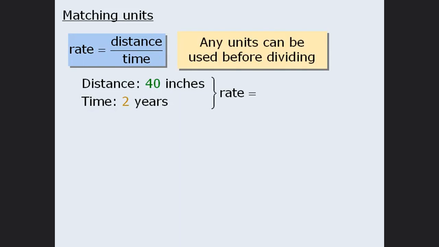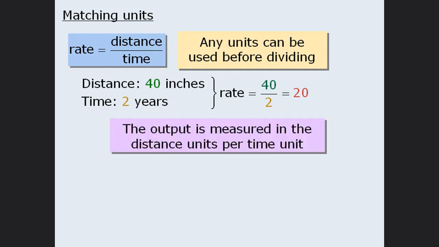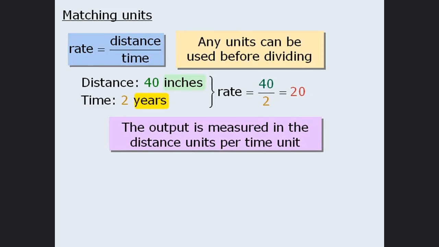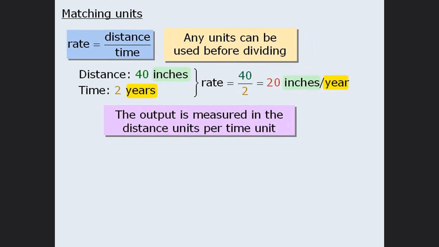So to find the rate here, we will divide 40 by 2 to get 20. Now, what are the units of measurement for this output? Well, when we apply the rate formula, the output is measured in the distance units per time unit. So in this example, the distance is measured in inches, and the time is measured in years. So our subsequent rate will be measured in inches per year.